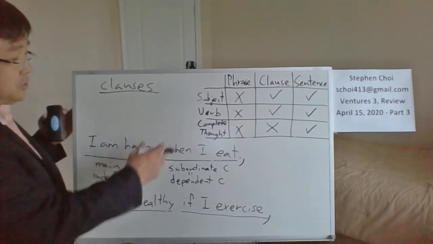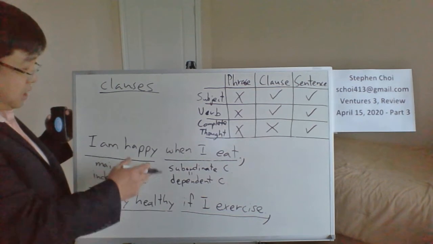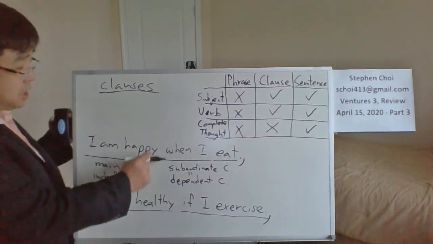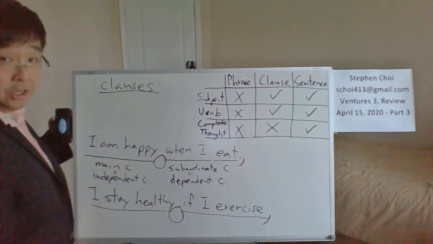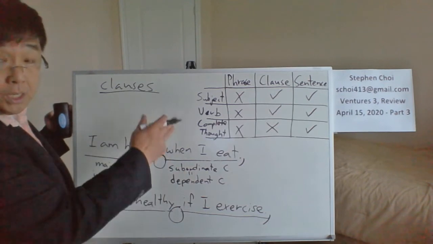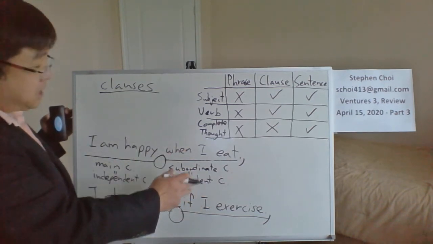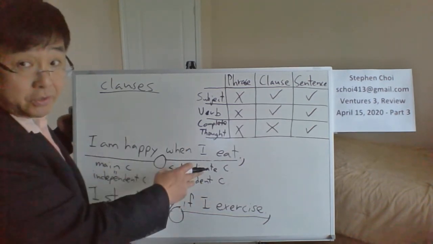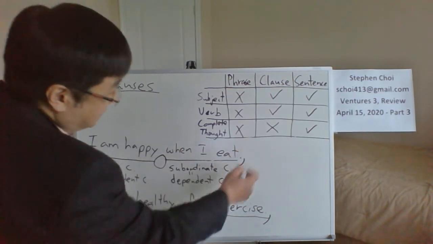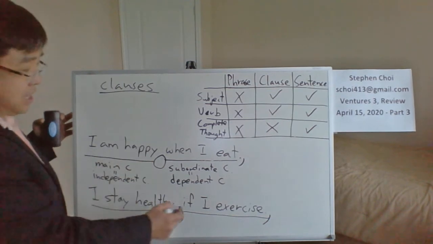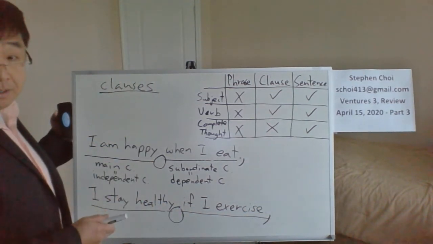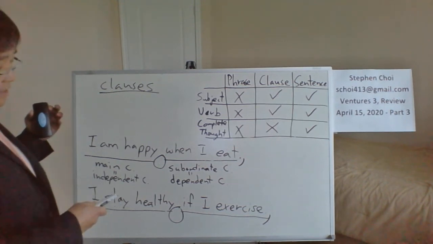Okay. So when you start the sentence with the main clause or the independent clause, you don't need commas. But when you start these complex sentences with two clauses, if you start with the dependent clause, you have to put a comma. Okay. "When I eat, comma, I am happy." "If I exercise, comma, I stay healthy." Okay? All right.